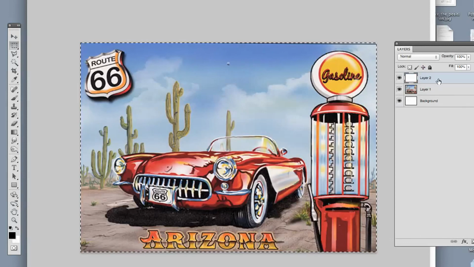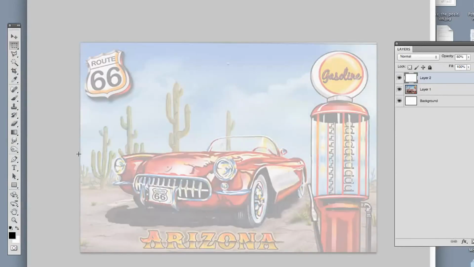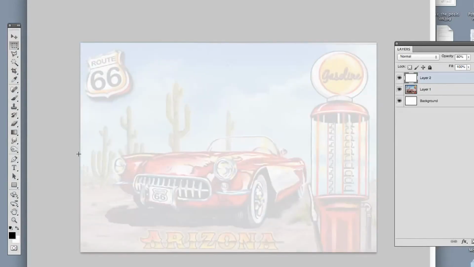Now, one thing I might consider is, here I've got this in a layer, right? And I've got another layer here, and I'm going to fill it with white just by hitting Command-Delete and filling it with my background color. And then I'm going to change that opacity to be about 80% just by hitting the keys on my keyboard.